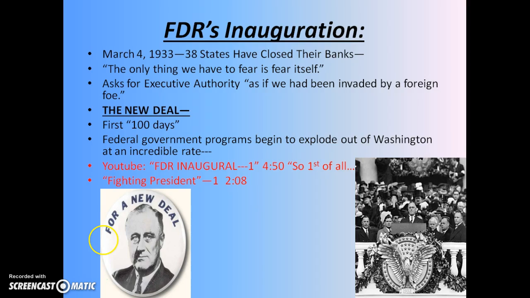Now, the New Deal is a great number of pieces of legislation and actions by the federal government to try and stem the tide of the Great Depression. Much of the legislation gets passed very, very quickly as Roosevelt gets there in the first 100 days. Federal government programs begin to explode out of Washington at an incredible rate.